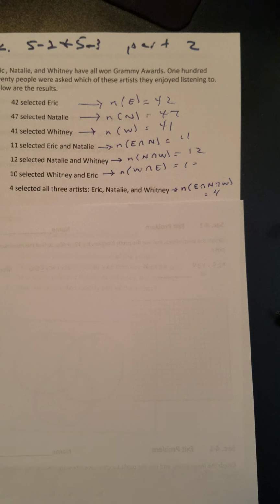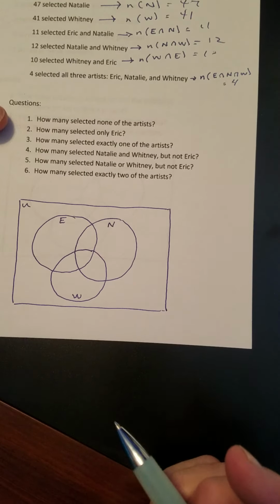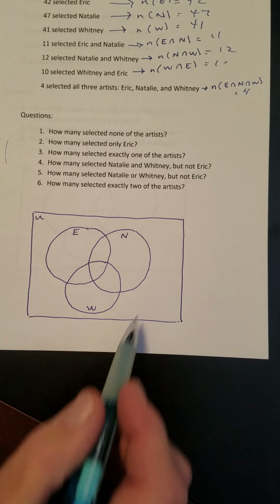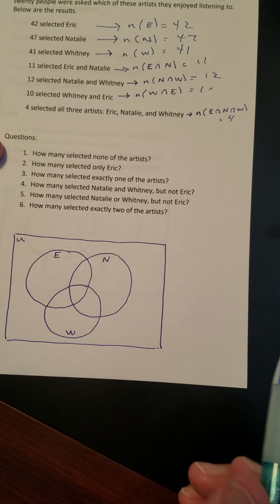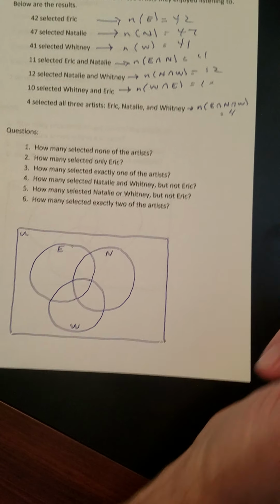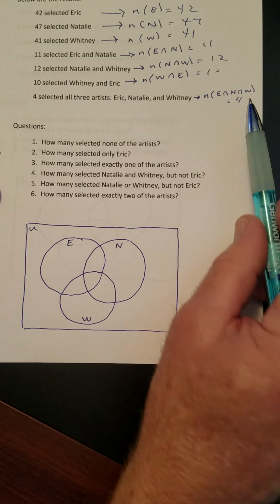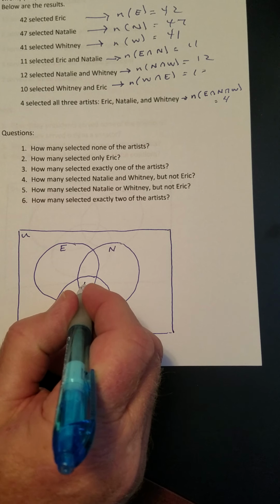So the next step is we need to take your numbers and put them in a Venn diagram and get them organized that way. So I've already started this. Got my circles anyway. Here's the questions. It would have been nice if the questions were below it, but whatever. Okay, so we always start on the inside and come out. So that's the intersection of E and N and W, which is this number here, the number 4. So I'm going to put a 4 here.